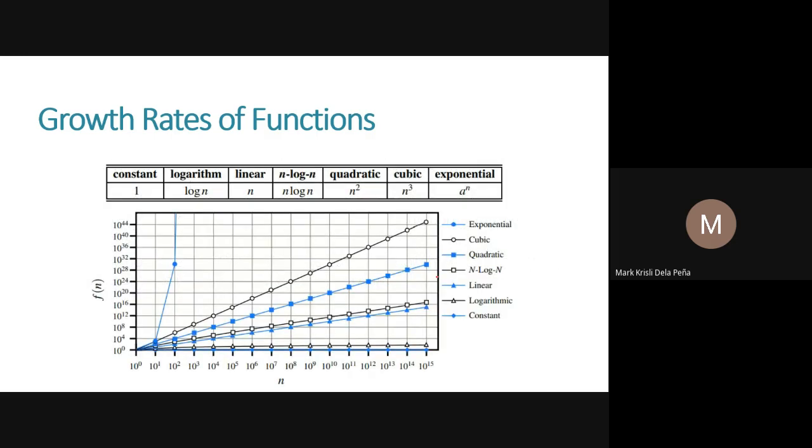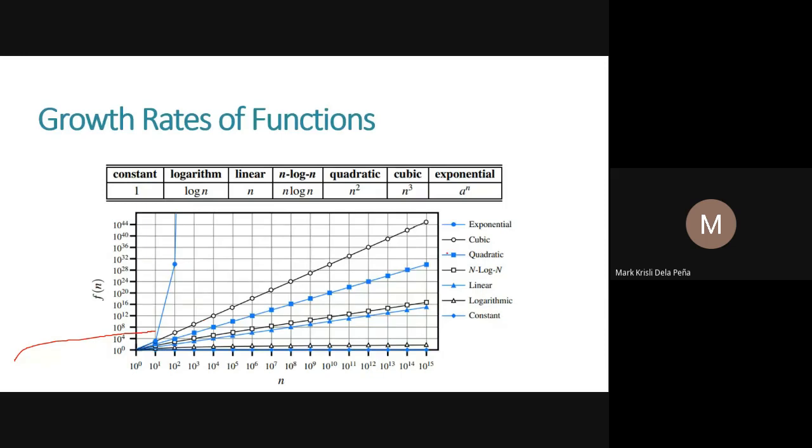So here is a sample of growth rates of the different functions. If it's constant, the growth rate is just 1. If it's logarithmic, as you can see here, it looks almost like a straight line, but the real graph of a logarithm rises and then flattens until it looks like a horizontal line. And we have here a linear function, then n times log n, so linear times logarithm. So these are the graphs.